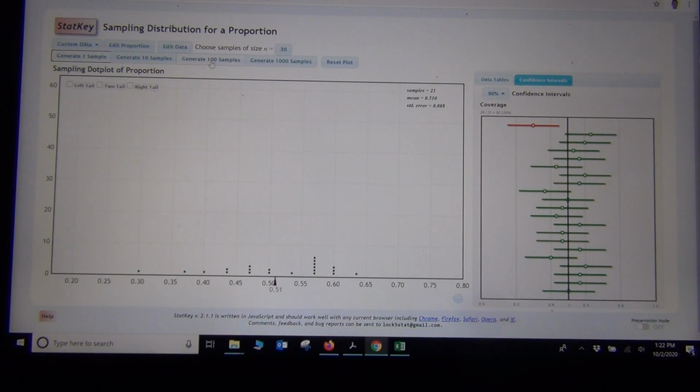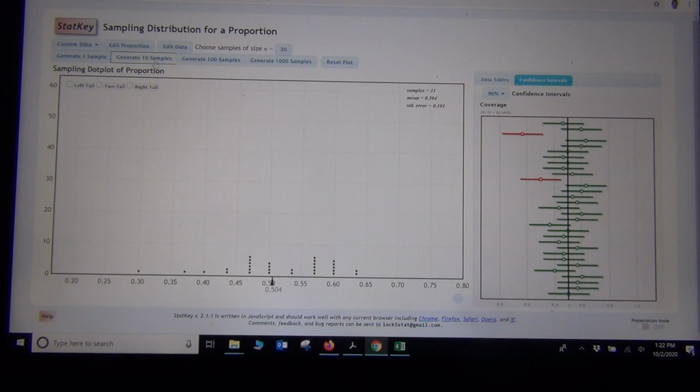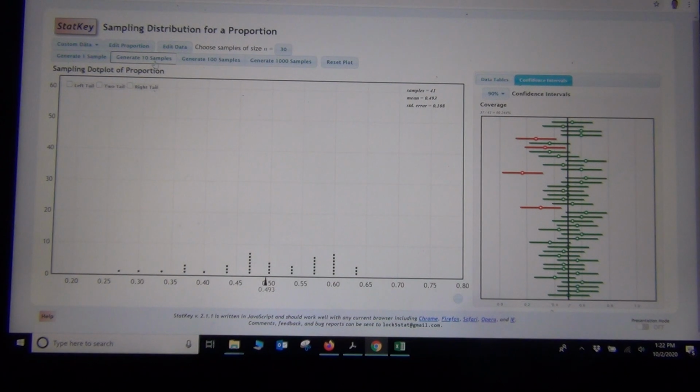So if I kind of click a few more here, maybe another 10. Now I'm at 93%. Maybe another 10. Now I'm sitting at 90%. So if you notice, the more samples I take, the closer this number gets to 90%. And again, we're seeing the same thing.